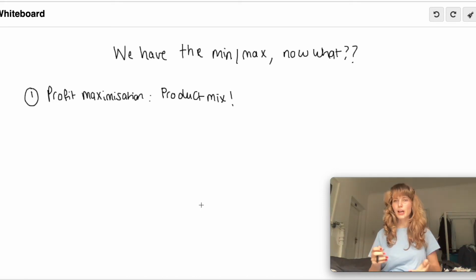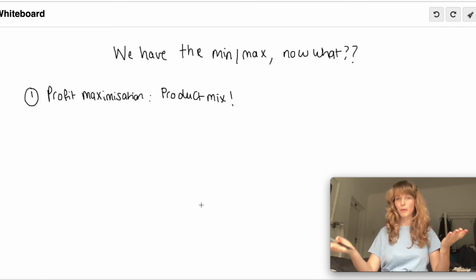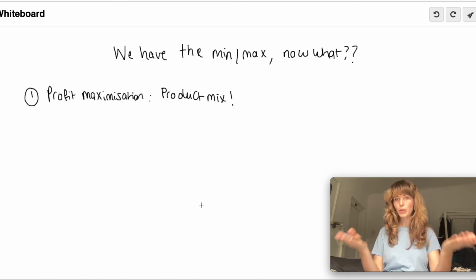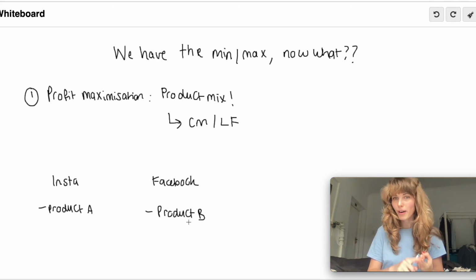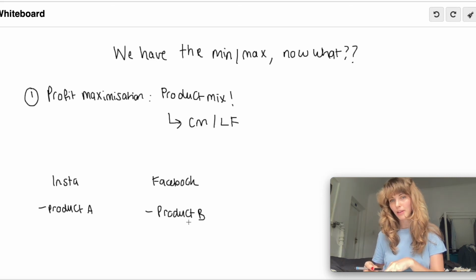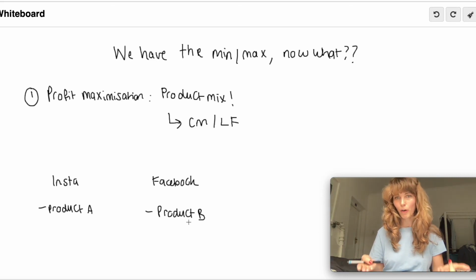So if we need to decide between are we producing product A or product B because we can't produce both, which one do we give up? We know we're looking at contribution margin per limiting factor. So if Instagram produces a product A and Facebook produces a product B, we want to know which one is the most profitable in case there's a constraint issue and we can't produce both. We'd have to give up the least profitable one, so the one with the lowest contribution margin.